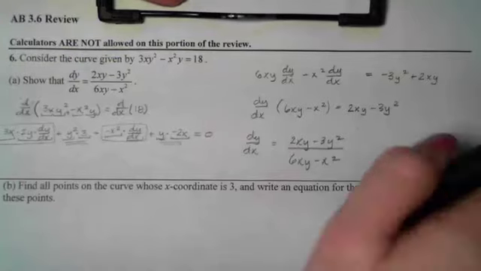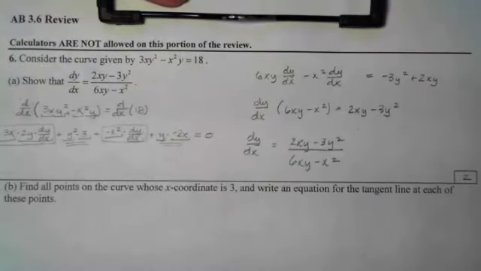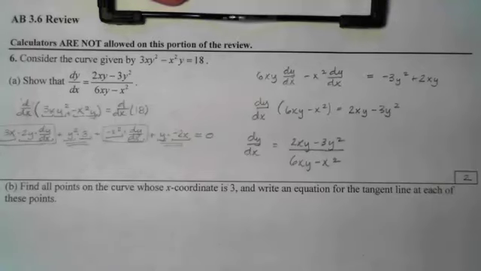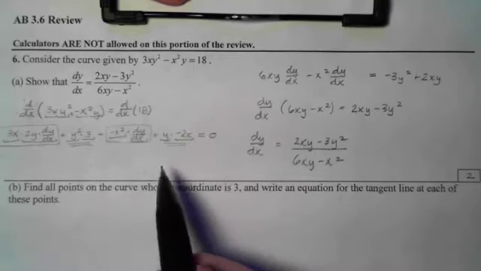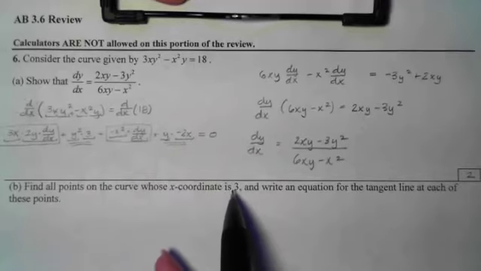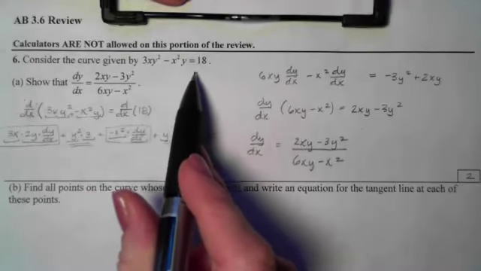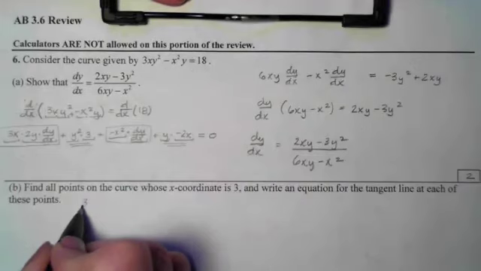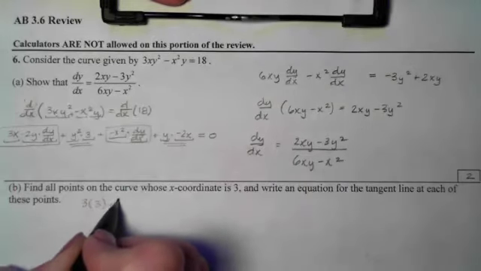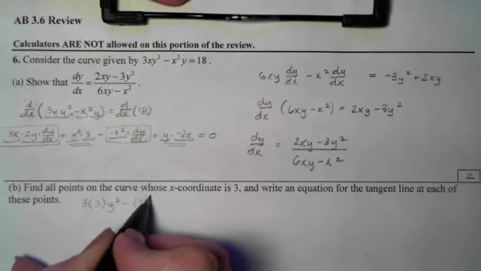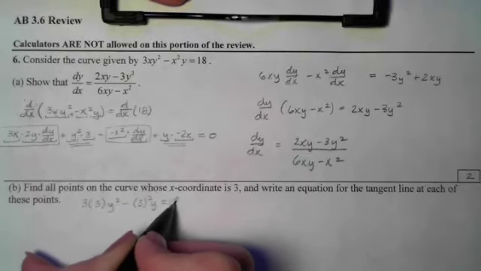Now we move to part B. Part B says we want to find all the points on the curve whose x-coordinate is 3, and then write the equation for the tangent lines that go through those points. So first thing we know is that the x-coordinate is 3, and it's supposed to be points on the curve. So I'm going to take that 3 and plug it in for x up in the curve equation. That'll give me a 3 times a 3 times a y squared minus a 3 squared times a y equals an 18.